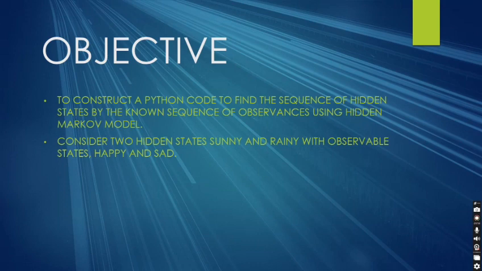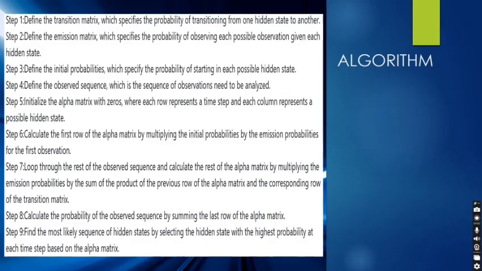Objective. The objective is to construct a Python code to find the sequence of hidden states from the known sequence of observations using hidden Markov model. Consider two hidden states, sunny and rainy, with observable states, happy and sad.